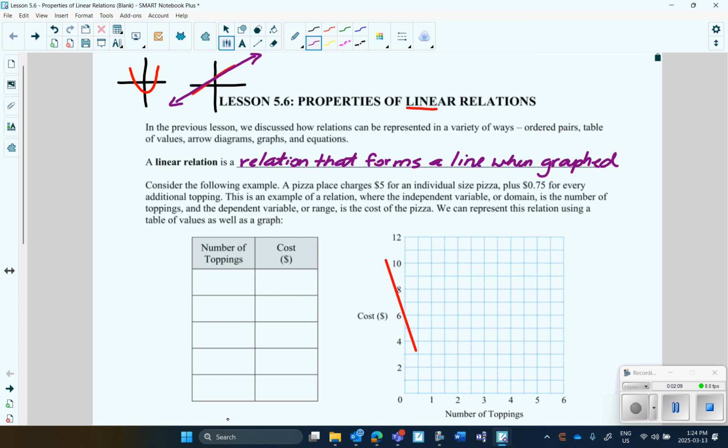That would go like that. Same with a series of points. If I had a series of points that look like this, well, technically it's not a line, but it forms a line, which means a set of points could be a linear relation as well. Okay? So let's look at this example.